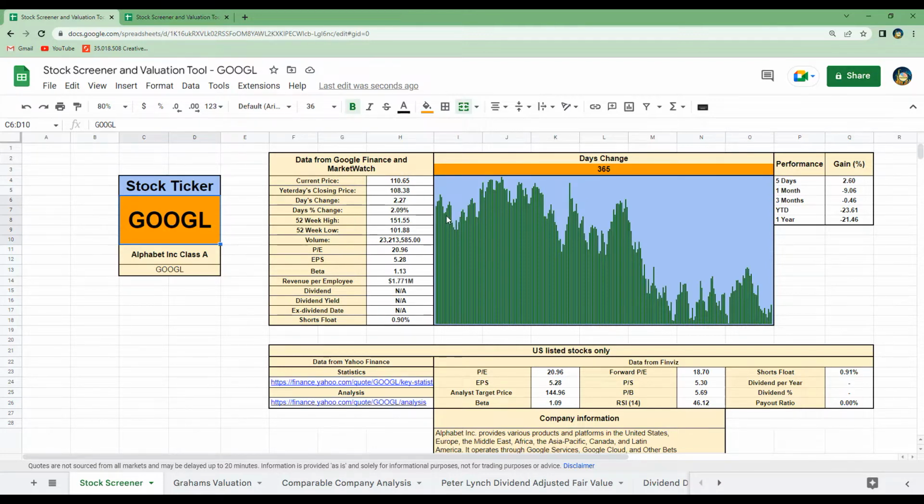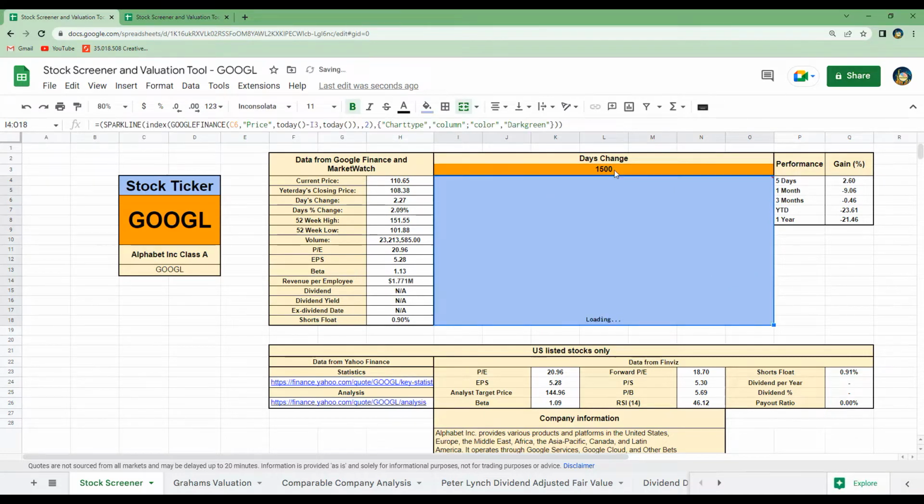If we look at this chart, we can see that Google's stock price has fallen during 2022, and year-to-date performance is currently down 23%. But if we go further back in time, let's say 1500 days, then we'll see that Google's stock price has increased dramatically. And we had the Corona crisis there, but then it's just gone up since then. And only now has it started to reverse and fall a bit.